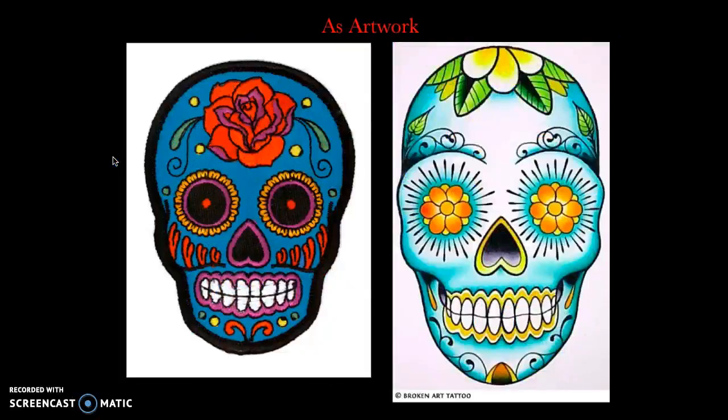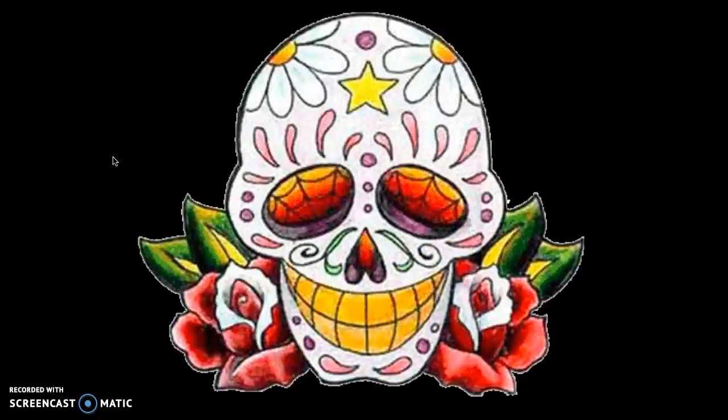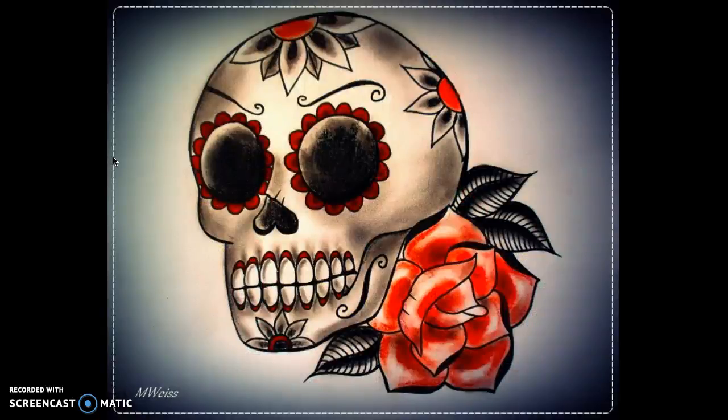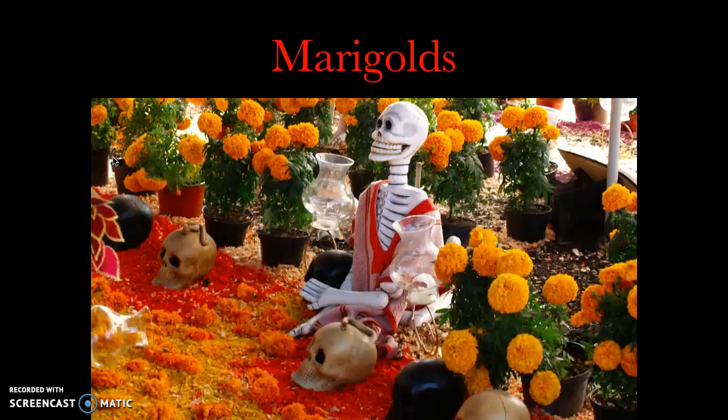So you see these little illustrations, patches, stickers, tattoo flash, like that and that, as masks. We see it everywhere. And these flowers that you're seeing all over the pictures, these are called marigolds. These orange flowers, they bloom around this time, and that's why they're considered the flowers of the dead.